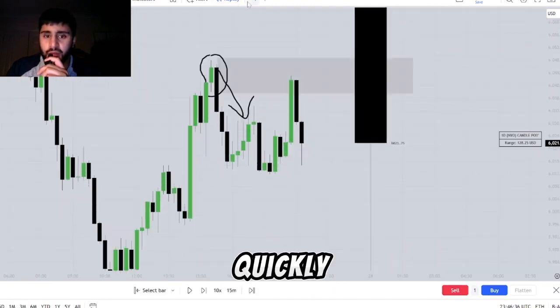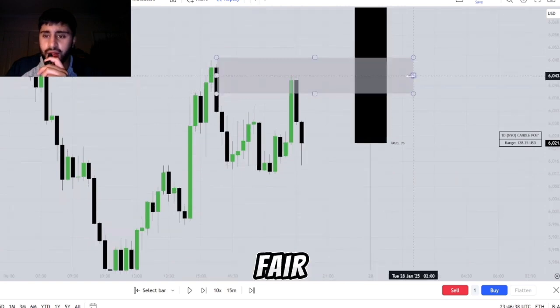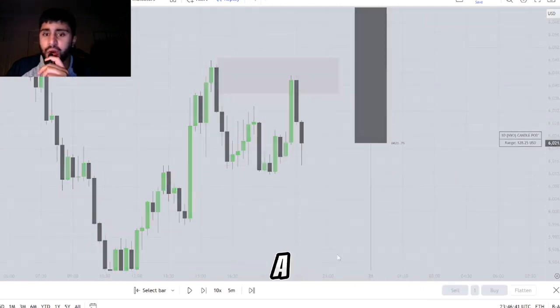So now that we have that, let's quickly go back and put that in again. So this is the 15-minute fair value gap, right? So from here, we now head down to a lower time frame.